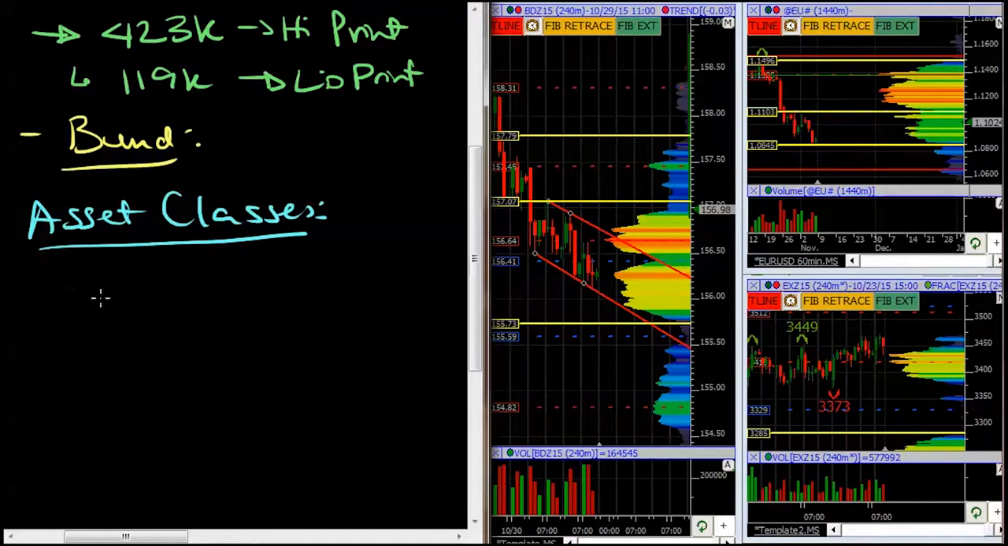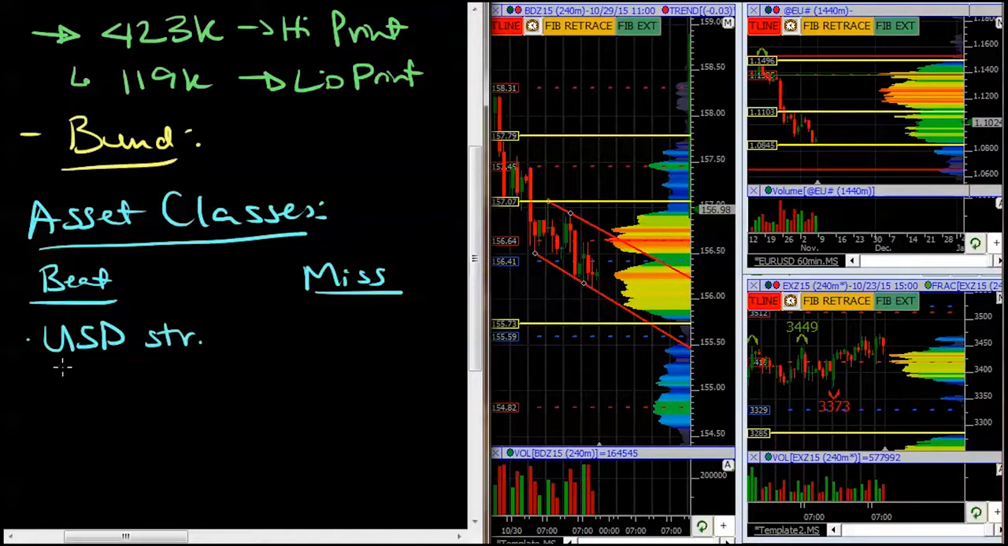we would expect, for example, on a beat, and then anything on a miss would just be the opposite, but we'll go through the beat. So if we get a beat, we should be expecting some dollar strength. We should also be expecting core bonds to sell off, or weakness in the bonds. Now, there is a bit of a caveat to that. What we would be looking at in the bond space is the Eurodollar STIRs, the short-term interest rates, just to see how the shorter part of the curve is moving.